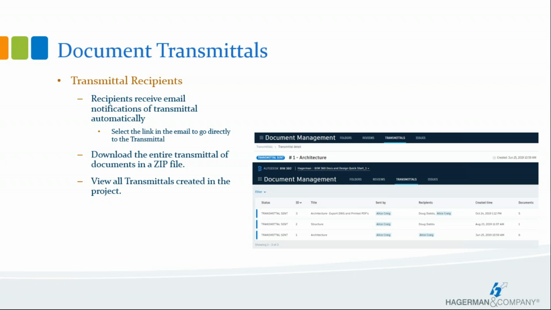Now, since the project admins can create transmittals, they can see all the transmittals that have been created for the project, whereas project team members that are not admins will only see those transmittals that are associated to them, i.e. they were a recipient of a transmittal.